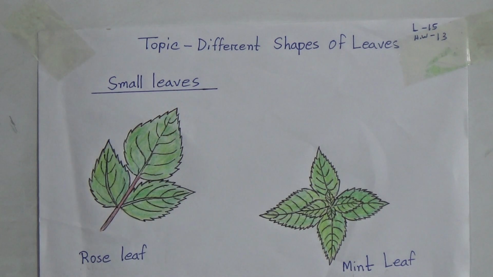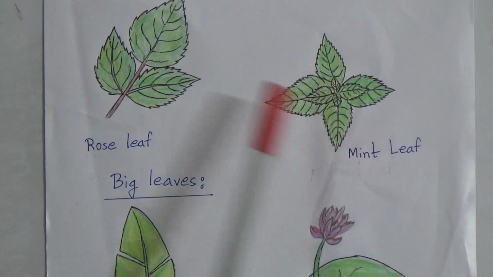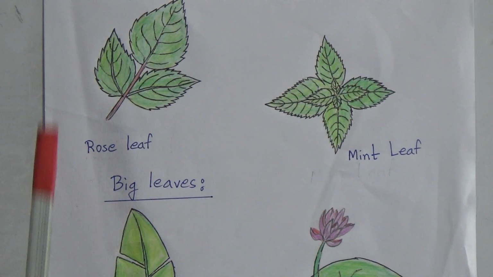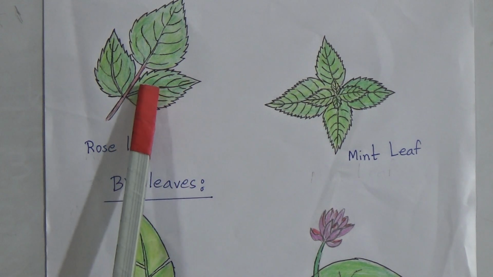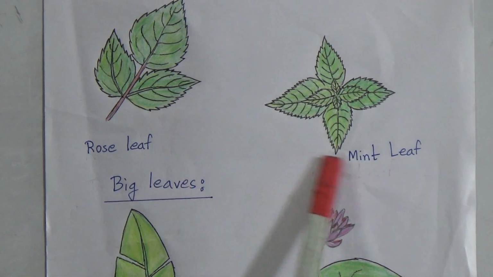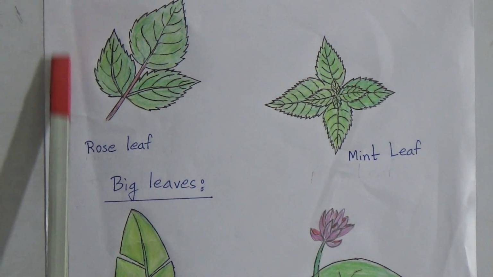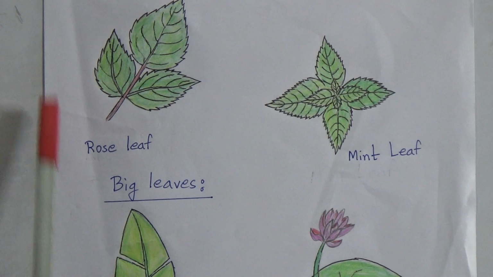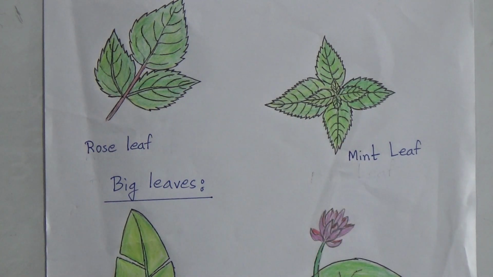Small leaves. Under small leaves I have drawn rose leaves. This one is rose leaves and here is mint leaves. You will draw like this and you have to color this also, and you will write the name of these leaves. This is rose leaves and this is mint leaves, and this section is small leaves, rose leaf and mint leaf. And now here you will write big leaves.